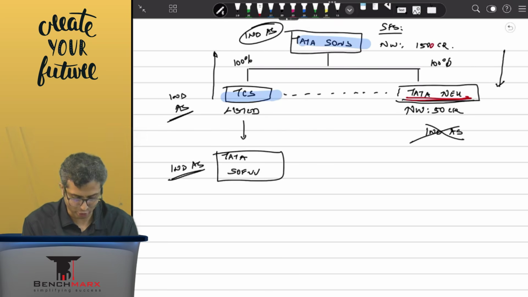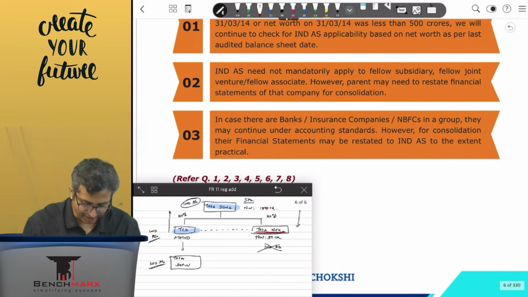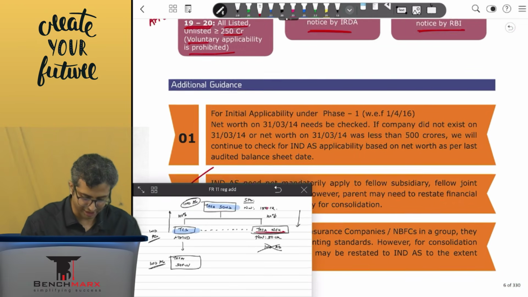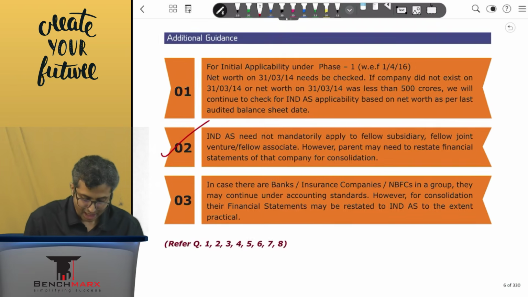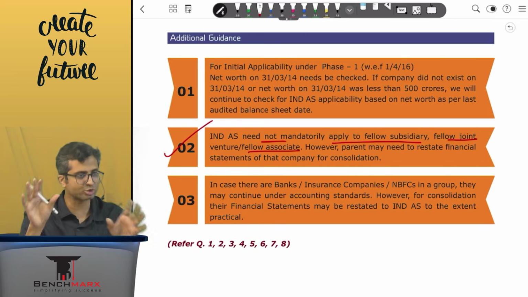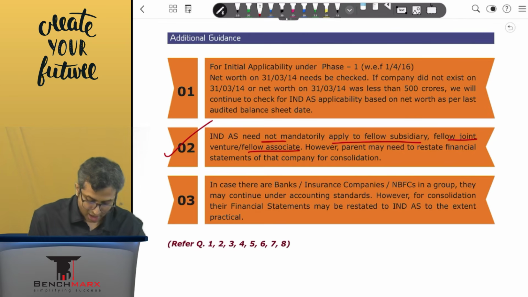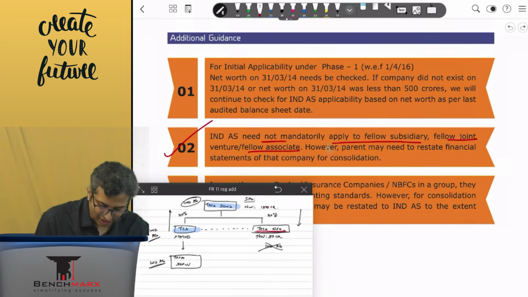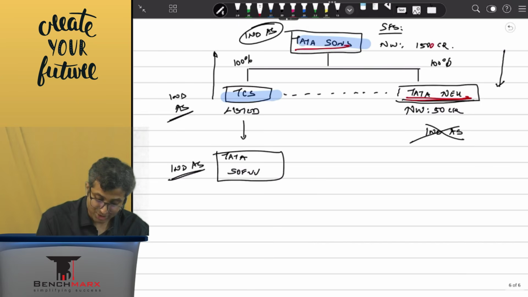Yes. Okay. So when we look at this, point number 2 of these special cases, additional guidance: Ind AS need not mandatorily apply to a fellow subsidiary, fellow joint venture or fellow associate. Now the same logic applies to every fellow group company. However, the parent, hold on, what will happen practically? The parent has to follow Ind AS.